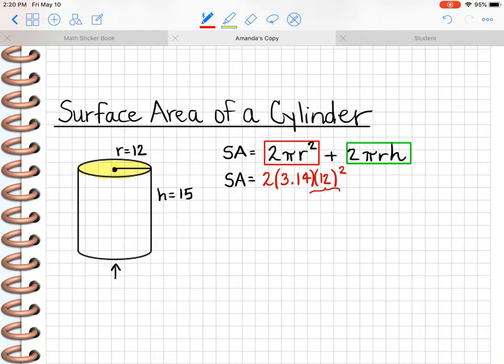This is what we did up above. So 12 times 12 is 144. And then 3.14. And we have 2 of them. We have a top and a bottom. So that's why there are 2. You've got the top circle and the bottom circle. And let's multiply. 2 times 3.14 times 144 equals, and you get 904.32. So that's this part of the formula.